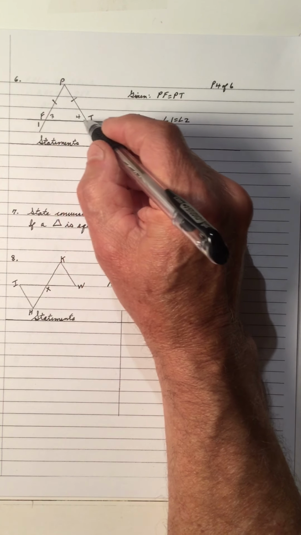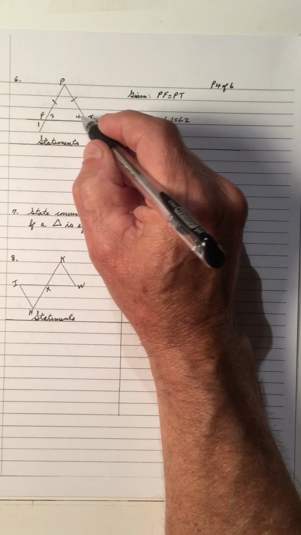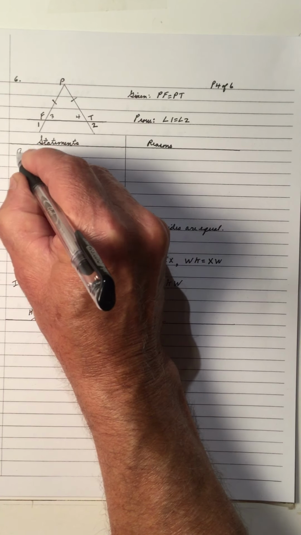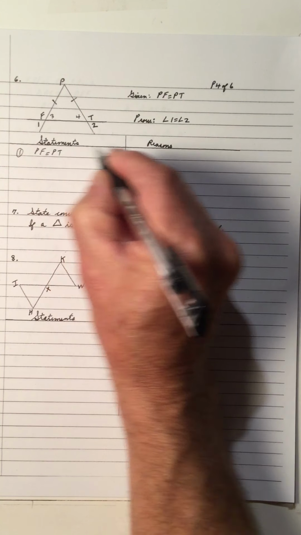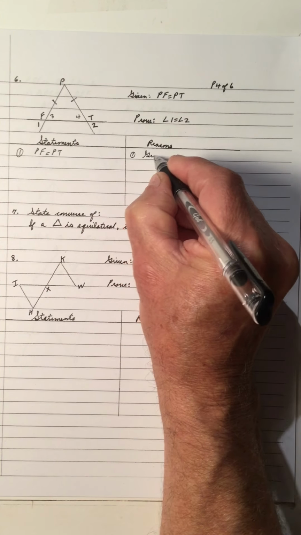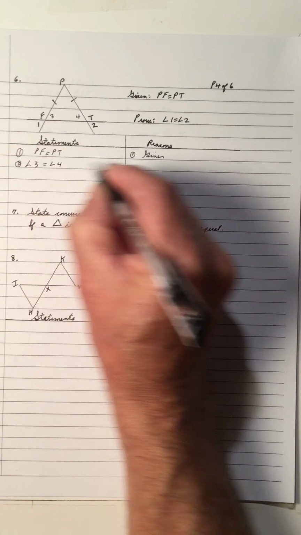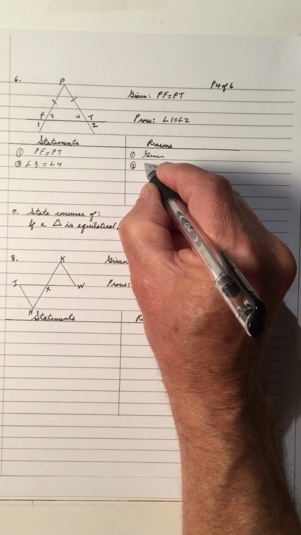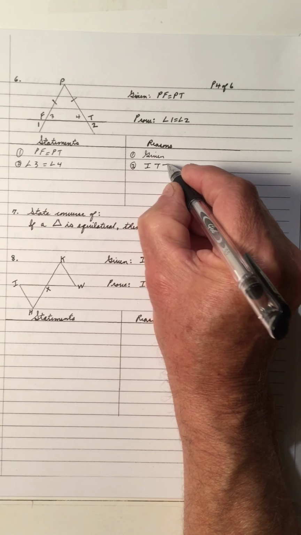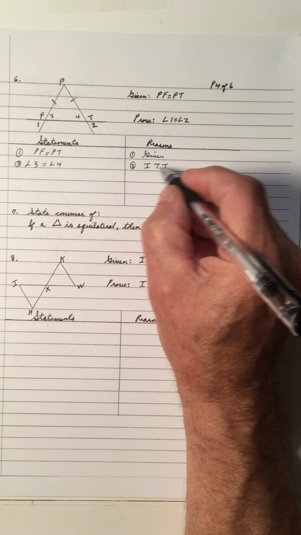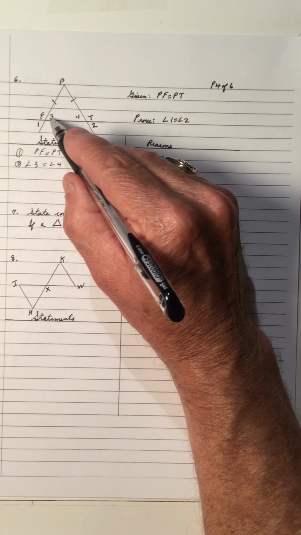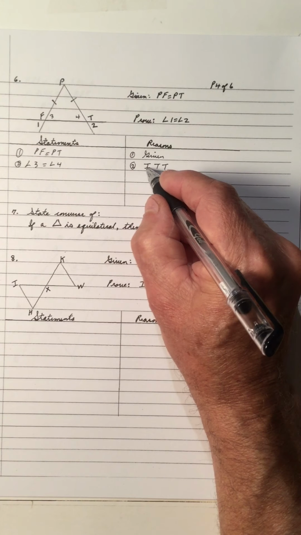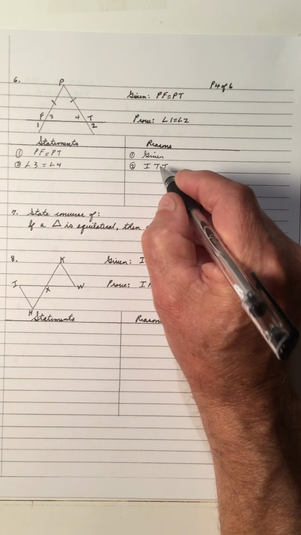So here we go. We have two sides equal, so 3 is equal to 4. 1 is equal to 3 VOAT. 2 is equal to 4 VOAT. Therefore, 1 is equal to 2. So here we go. PF equals PT. Given. Angle 3 equals angle 4 by ITT, isosceles triangle theorem. And the whole statement for that: if two sides of a triangle are equal, then the angles opposite to those sides are equal. Let's call it the short way, ITT.